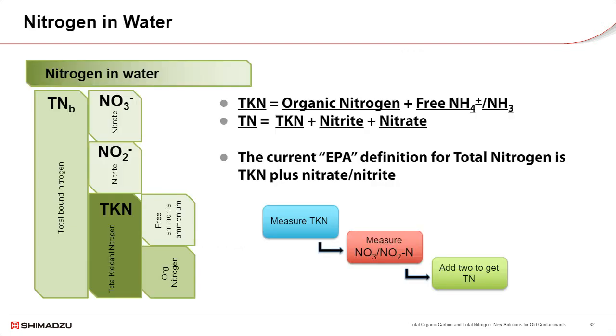So first, to understand all this, we need to understand the different forms of nitrogen found in water. First of all, the EPA definition of total nitrogen is TKN plus nitrite plus nitrate. TKN can be further defined as organic nitrogen plus free ammonia.